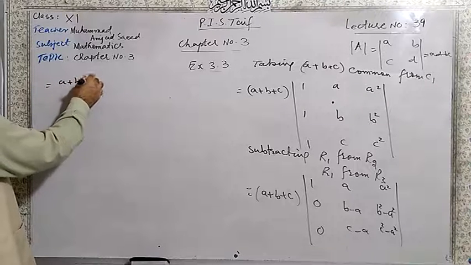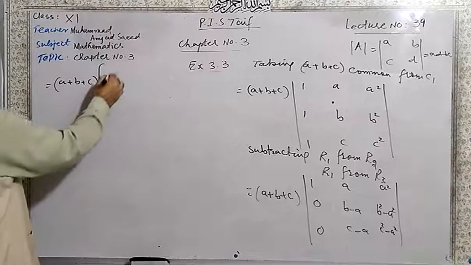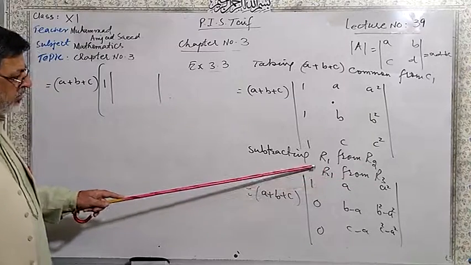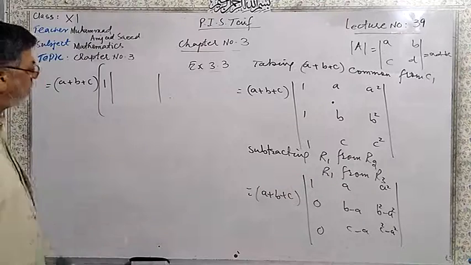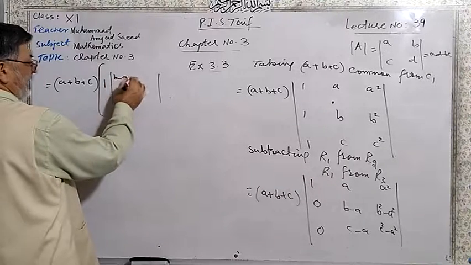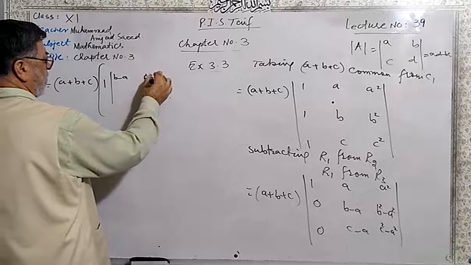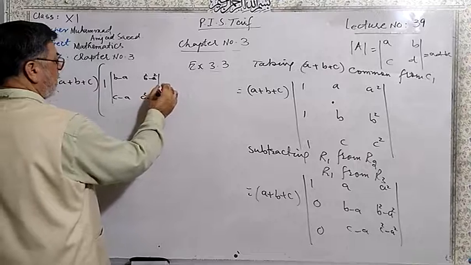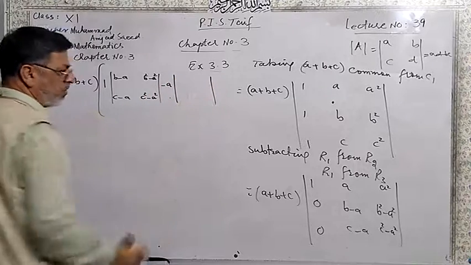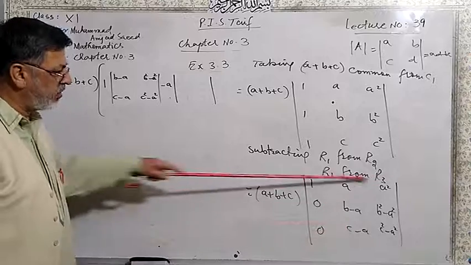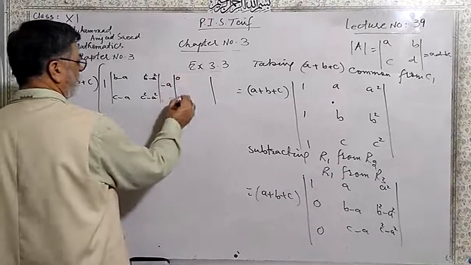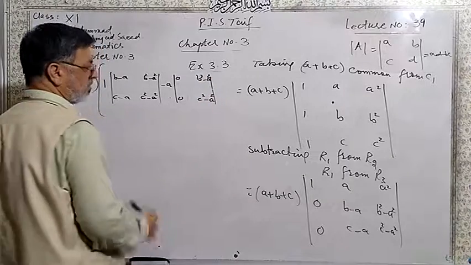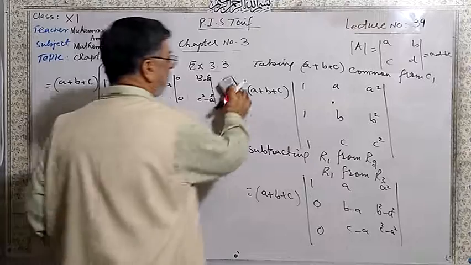a plus b plus c, 1, take 1 plus minus plus, remove the column of 1 and row of 1. We are left with b minus a, b square minus a square, c minus a, c square minus a square, then minus a into, remove this column and row, 0, 0, b square minus a square and c square minus a square.